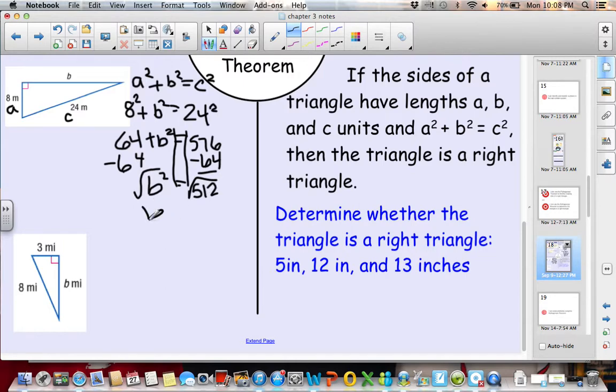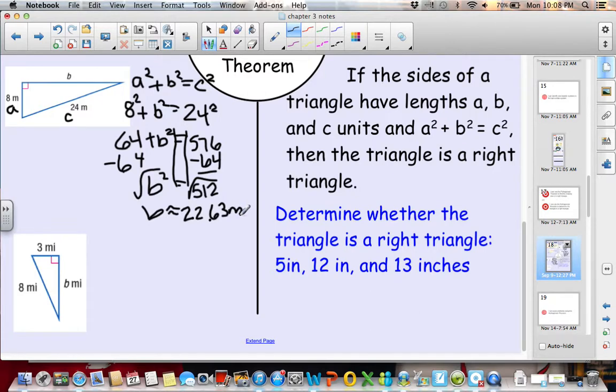Sorry for my really sloppy writing because I'm using my mouse on my computer at home. And so we have the square root of 512 equals approximately, because it's not an exact number, we're going to write it as approximately 22.63. We'll leave it like that.